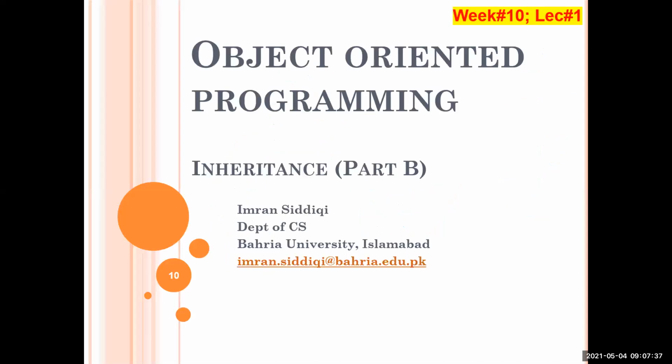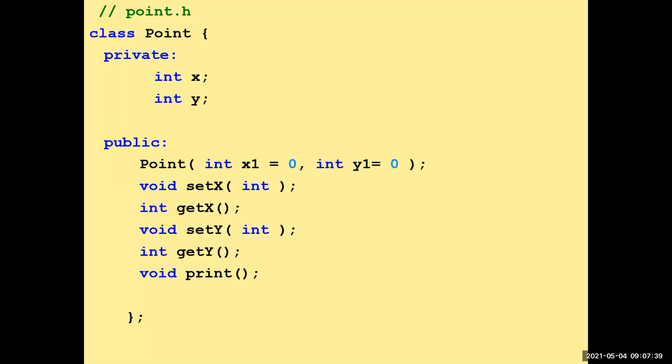So let me go back to the slides where we discuss a concrete example, right? So this is the very common example that we have been working with since the beginning of the semester, right? Again, the same class, the point class, which has two data members x and y. Then we have a constructor, right? Then you have the set functions and the get functions for x and y, and then you have a print function, right?